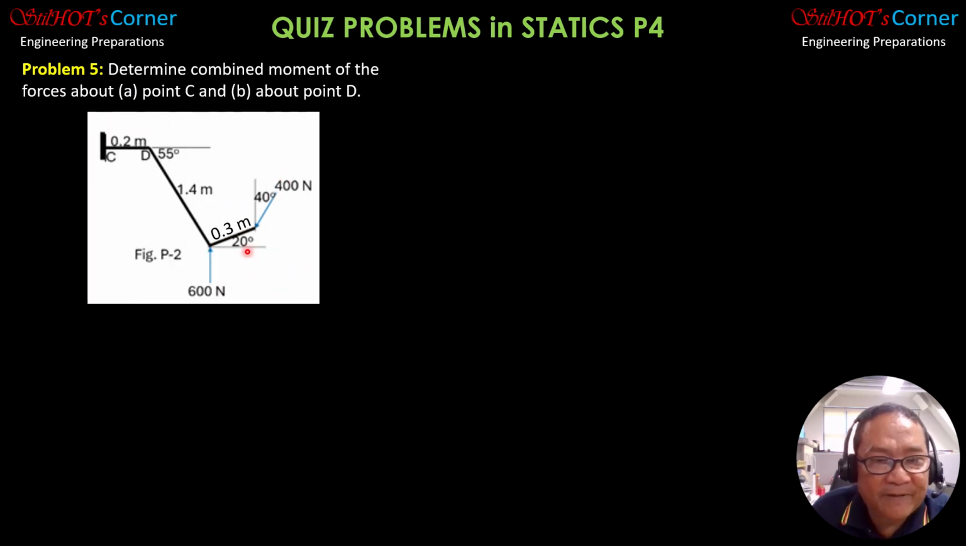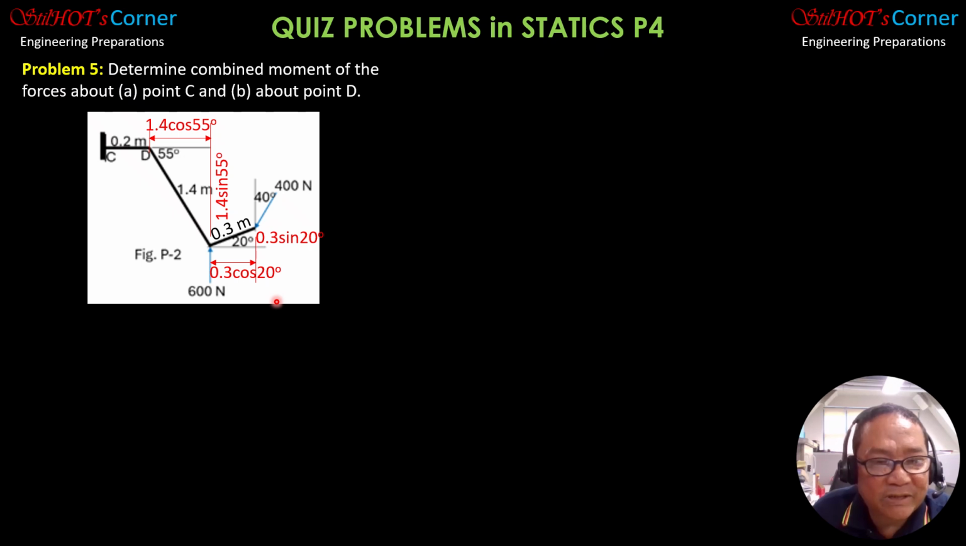Then let's have the distances. This horizontal distance is 1.4 cosine of 55 degrees, and the vertical distance is 1.4 sine of 55 degrees as shown in the figure. While for this part of the element of this bracket or bar, this is 0.3 cosine of 20 degrees and the vertical distance is 0.3 sine of 20 degrees.